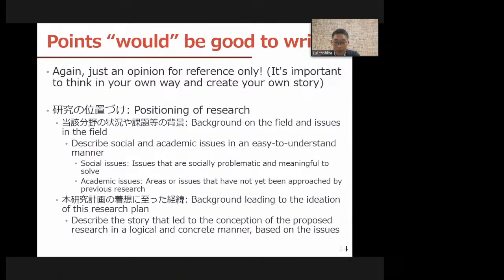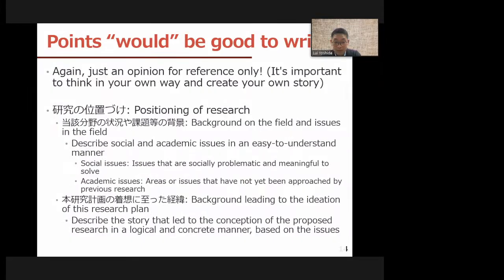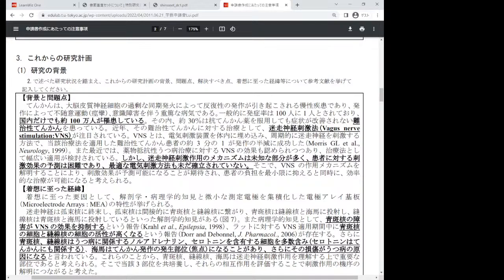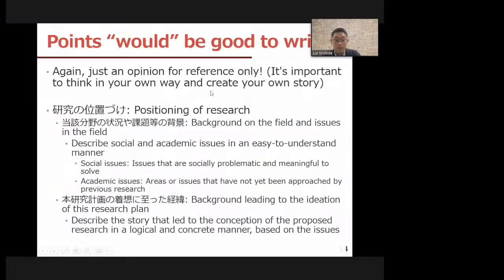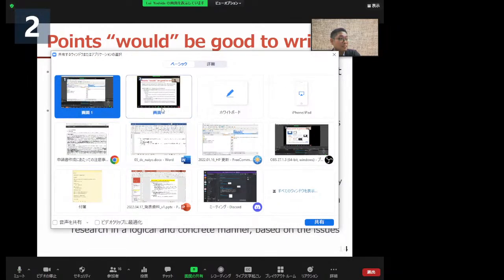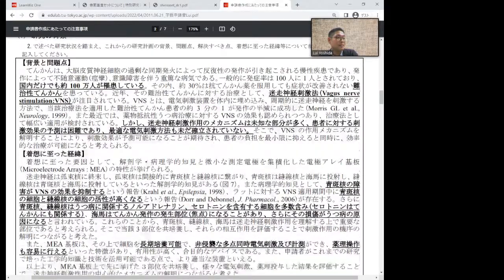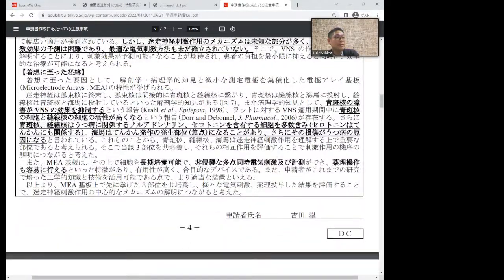So for example, related to my research proposal, I will talk about it. This is a section, and I have 2 points.